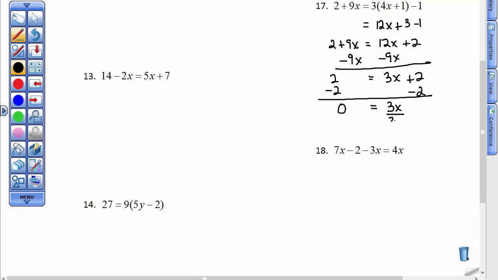But I can divide 0 by 3. It's not a problem at all. I just can't take 3 divided by 0. 0 divided by 3 is 0, and there's my solution for x. Now look at number 18.